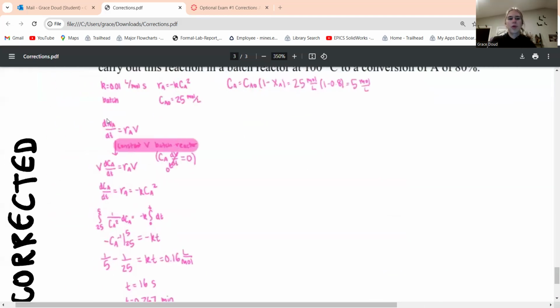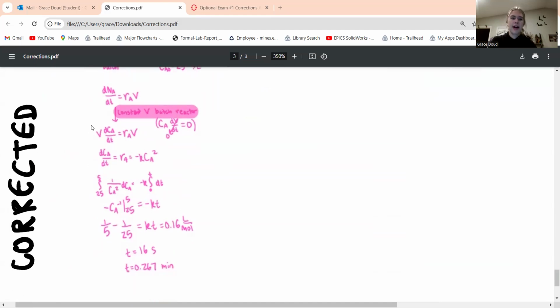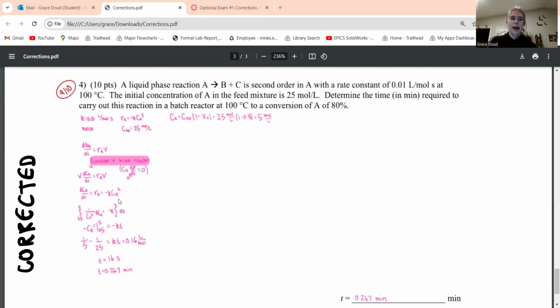So basically, when you do product rule on this dNA/dt, you get V dCA/dt plus CA dV/dt. And since it's a constant volume batch reactor, this dV/dt term goes to 0 because our volume is constant, and that's why we can simplify this down and then eventually just cancel out those volumes. But yeah, that's all I did.